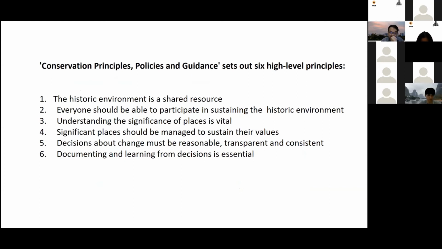Okay, conservation principles, policy and guides set up six high-level principles. So what are they? The historic environment is a shared resource. Everyone should be able to participate in sustaining the historic environment. Understanding the significance of places is vital. Significant places should be managed to sustain their values. Decisions about change must be reasonable, transparent, and consistent. Documenting and learning from decisions is essential. So conservation is all about documenting. Reports and documentation are absolutely important.